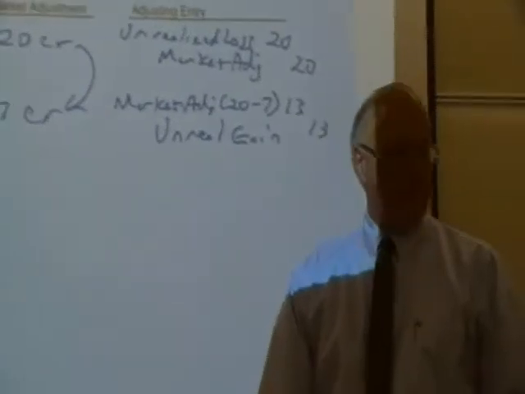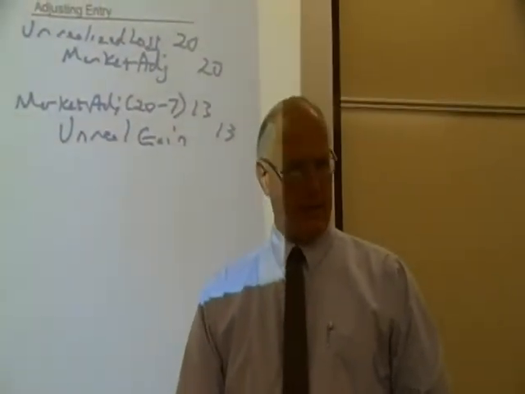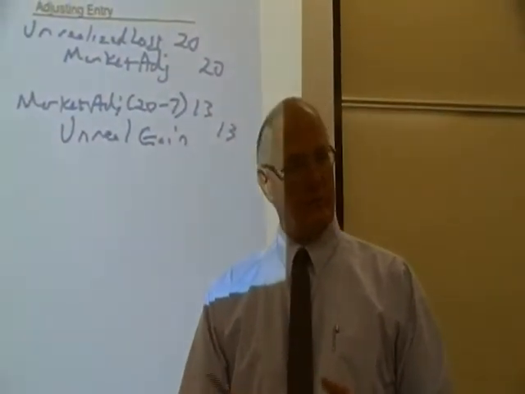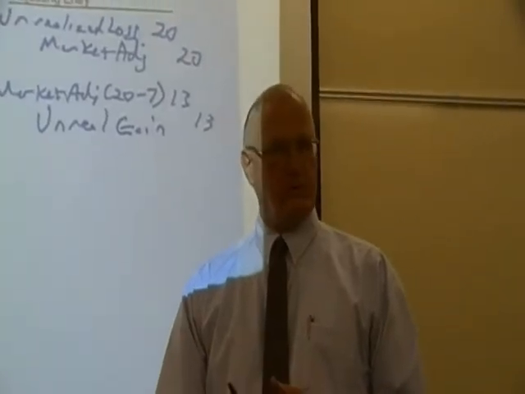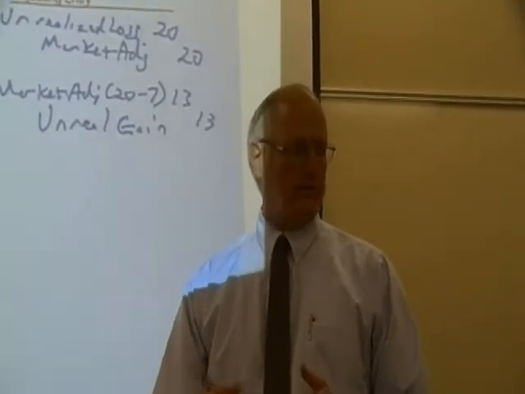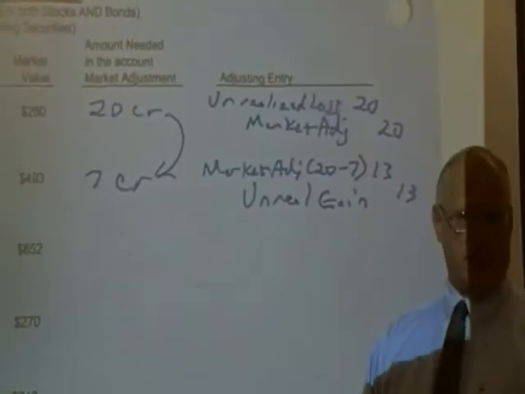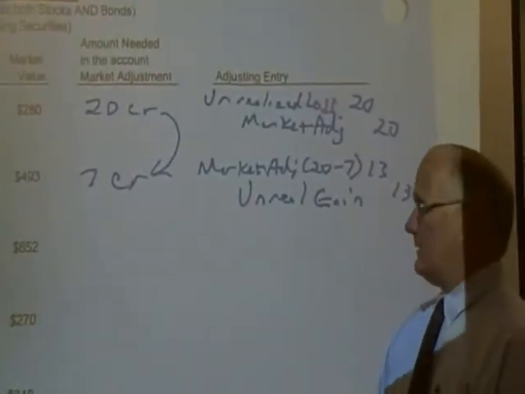Now the unrealized loss or unrealized gain both go on the income statement, and income statement accounts are closed out every year. So each year you can change the name from a gain to a loss or a loss to a gain. The market adjustment account, though, is a balance sheet account. We do not change the name.